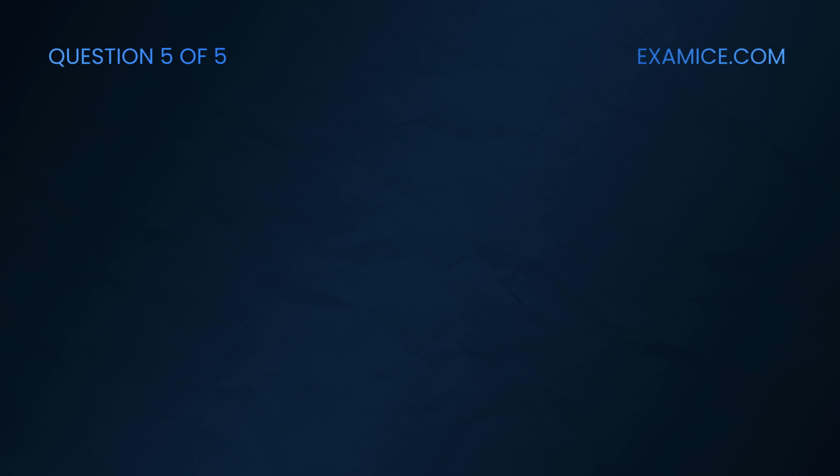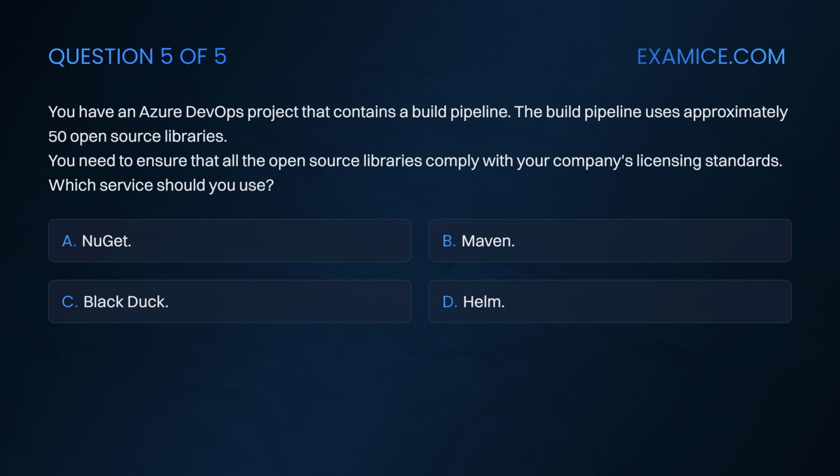Question 5. You have an Azure DevOps project that contains a build pipeline. The build pipeline uses approximately 50 open source libraries. You need to ensure that all the open source libraries comply with your company's licensing standards. Which service should you use?